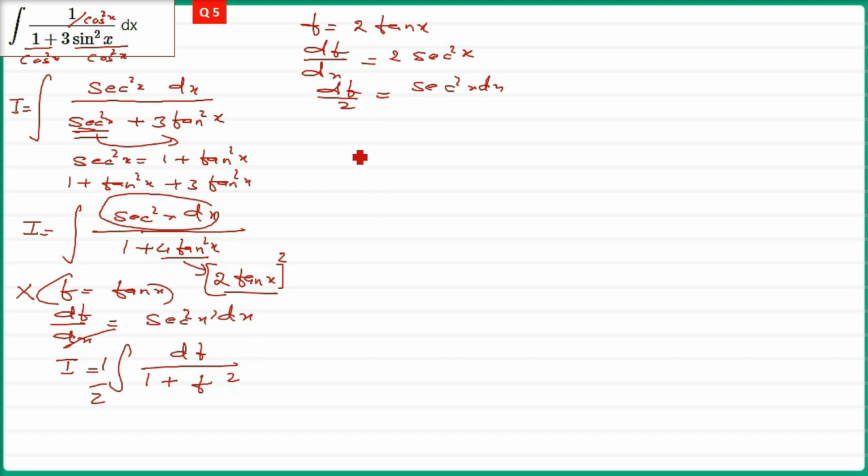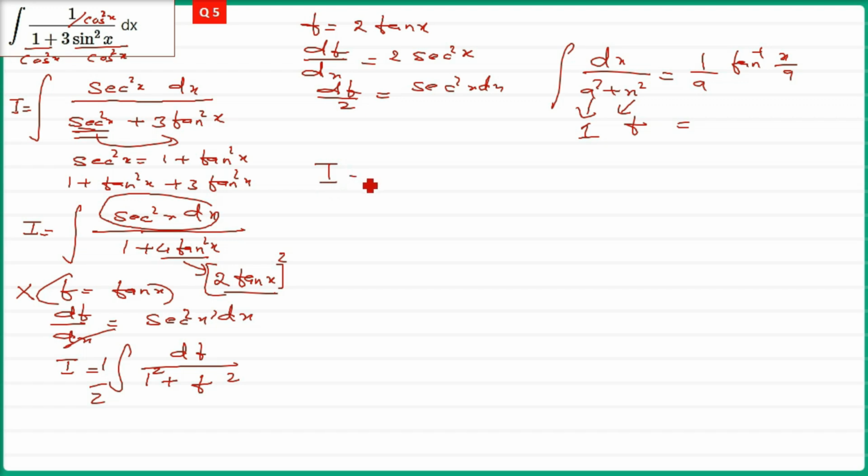So 1 plus t square. This is 1 square plus t square. Integration of dx by a square plus x square has a direct result. What is the direct result? 1 by a tan inverse x by a. Now in this case, a will be 1, the x will be t, which eventually will be 2 tan x.